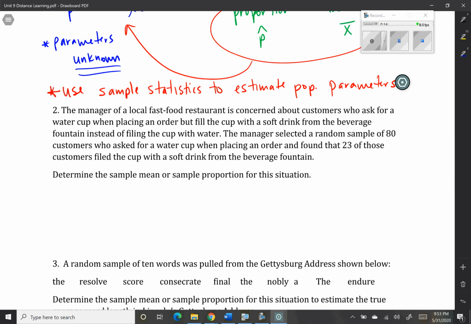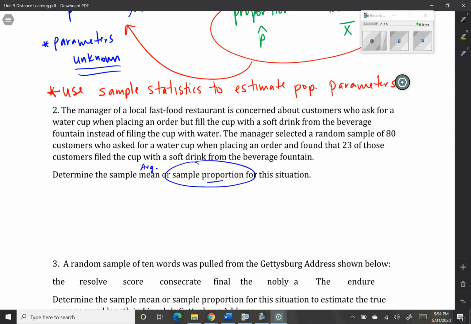So, first thing we have to identify, is it possible for us to find a mean or an average, or am I going to have to find a proportion for this particular example? Well, if I wanted to find an average, I would need to know a little bit more information. I would need to know how much soda every single one of those 80 customers filled into their cup, and then I can find the average amount of soda. Here I just know that 23 out of the 80 filled with soda, so I can find the sample proportion here.